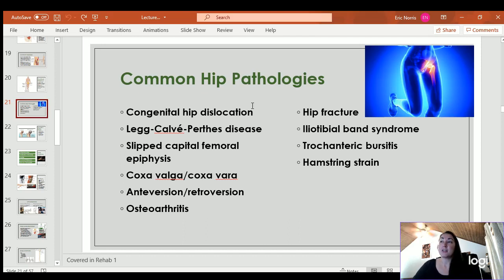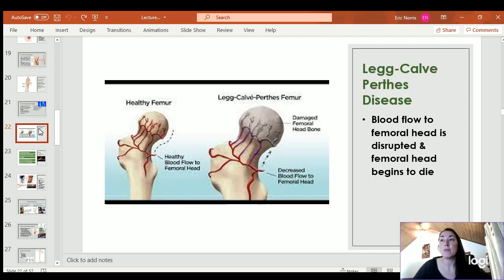Common hip pathologies, you can read through these yourself if you want to pause for a second. We've covered all of these but one in Rehab 1. So the only one we did not cover, I will cover now, and that is Legg-Calvé-Perthes disease.